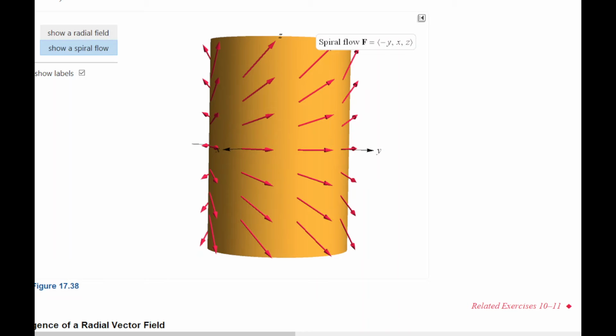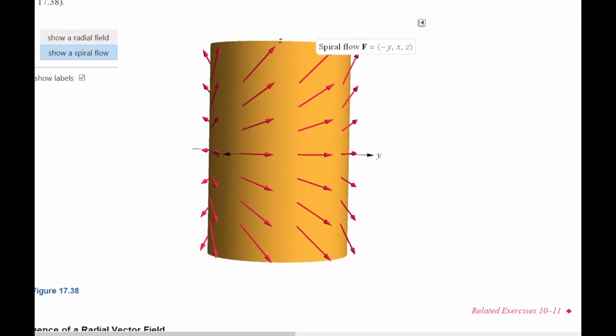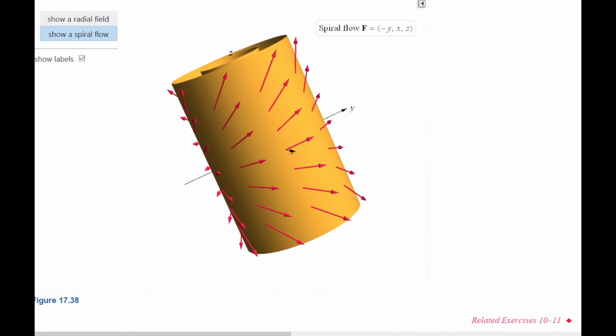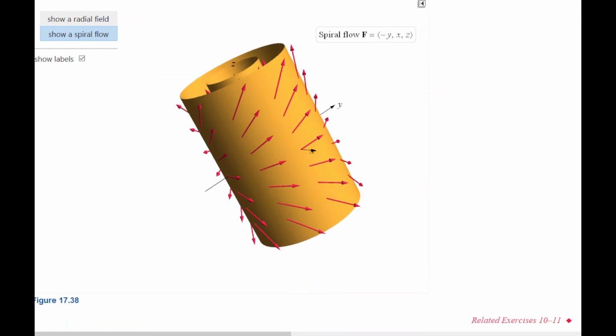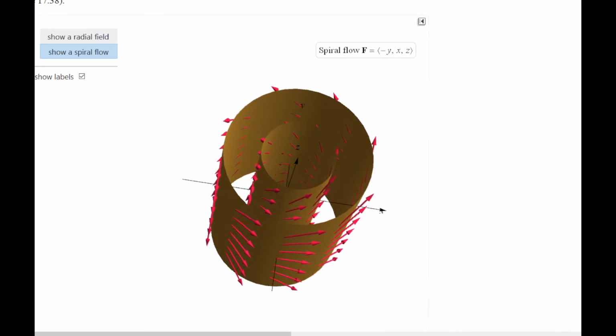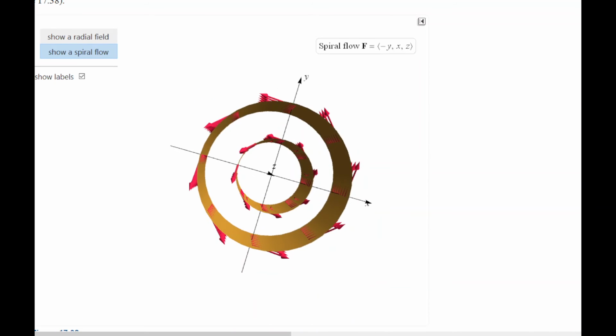Now, the x and y components didn't really contribute to the divergence. And if we rotate this vector field and look at it from above, you can see why. The x and y components are just rotating around. They're not responsible for any expansion outward or contraction inward. They're just rotating around. And so they didn't really contribute to the divergence.